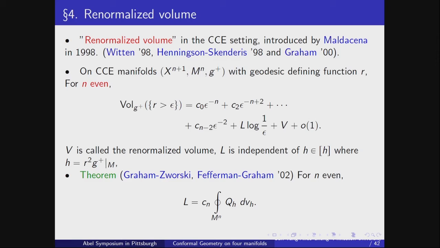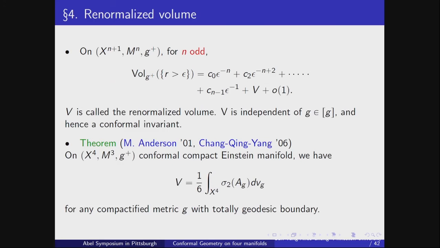We are interested in studying this L plus V, and that's called the renormalized volume. It turns out, when n is even, L is independent of the metric h, or conformal class, okay? But V is not. And the work of Graham and Zworski, and Fefferman and Graham, says L is actually the integration of the Q curvature on the boundary. So that's the invariant we talk about.